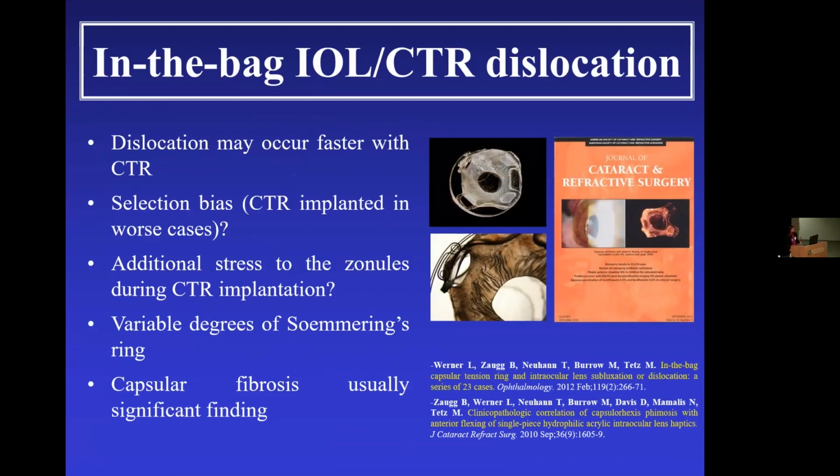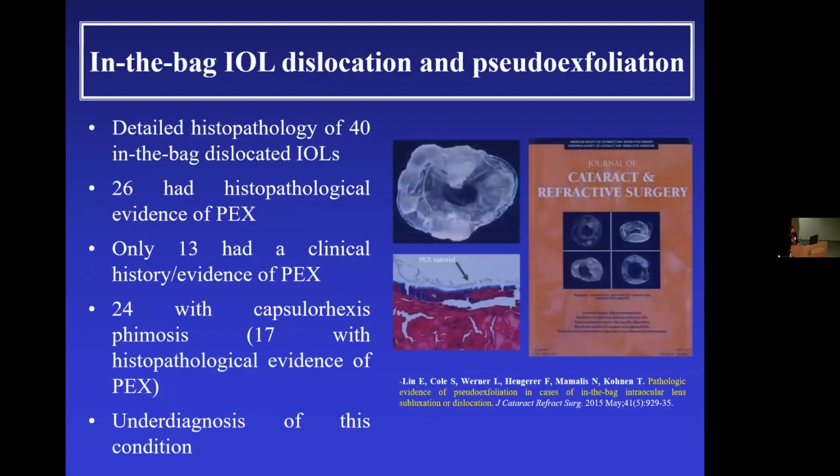You already put a CTR in the worst cases, but you can cause additional stress to the zonules when you insert a CTR. Here I wanted to illustrate that even the presence of this CTR in this capsular bag did not prevent fibrosis and capsulorhexis phimosis, and the IOL is actually flexed anteriorly. This is transmitted to the zonules, and of course, it dislocates.